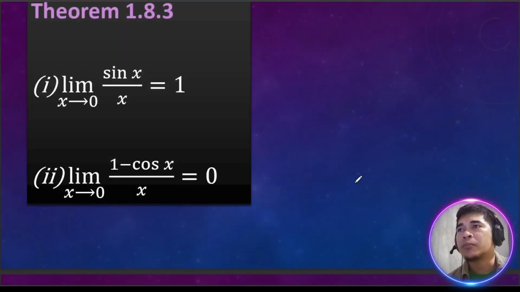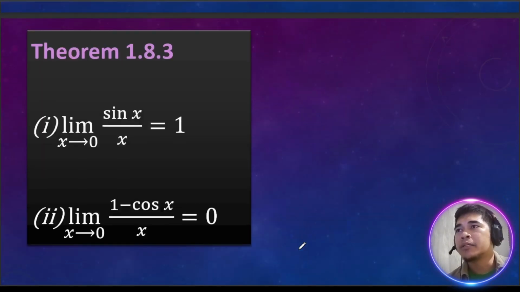Next, we have theorem 1.8.3. Number 1, limit of sine x over x as x approaches 0 equals 1. So kani nga theorem para ni sa mga result nga 0 over 0 nga gitawag na tog indeterminate form. So we have limit of sine x over x as x approaches 0 equals 1. Number 2, limit of 1 minus cosine x all over x as x approaches 0 equals 0. So ito na siyang i-apply.